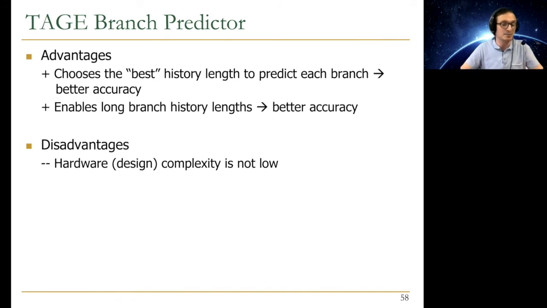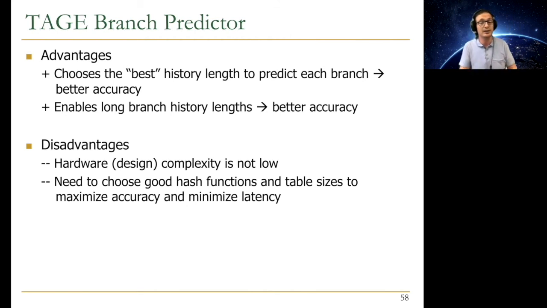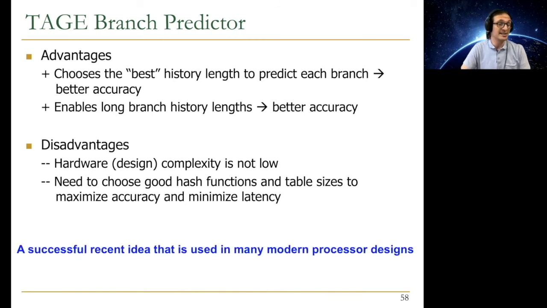Maybe not as high as perceptron, because you don't do multiplications over here. You just have table accesses, but still, it's not zero. And you need to be very careful in the design. You need to choose a very good hash function and table size to maximize accuracy and minimize latency in this case. But this is a successful recent idea that's actually used in many modern processor designs.